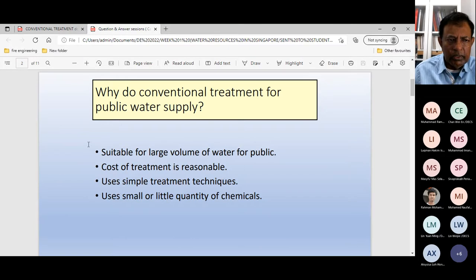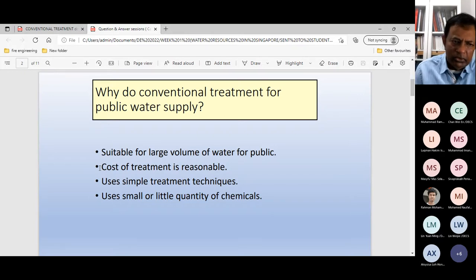Okay, so the second reason why we adopt conventional treatment is because it is cost effective. Why? Because we are using very little chemicals. We only use alum, and we use chlorine or ozone.